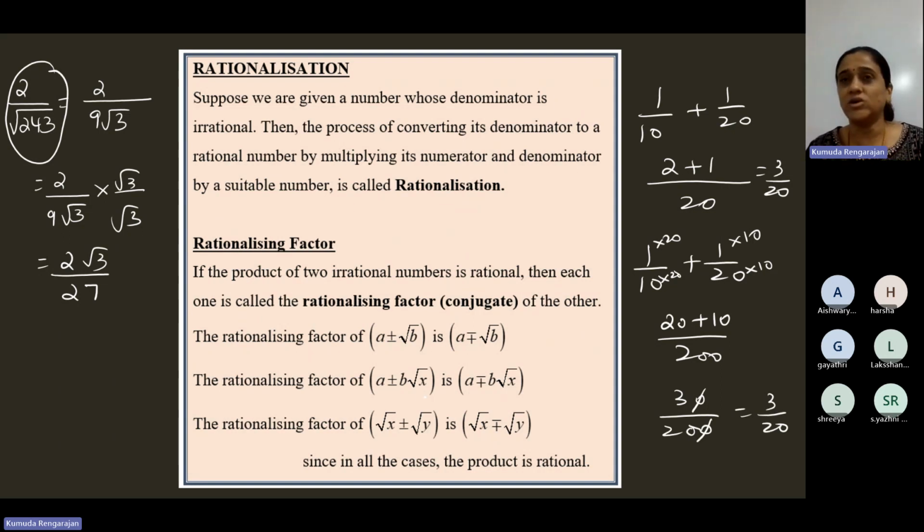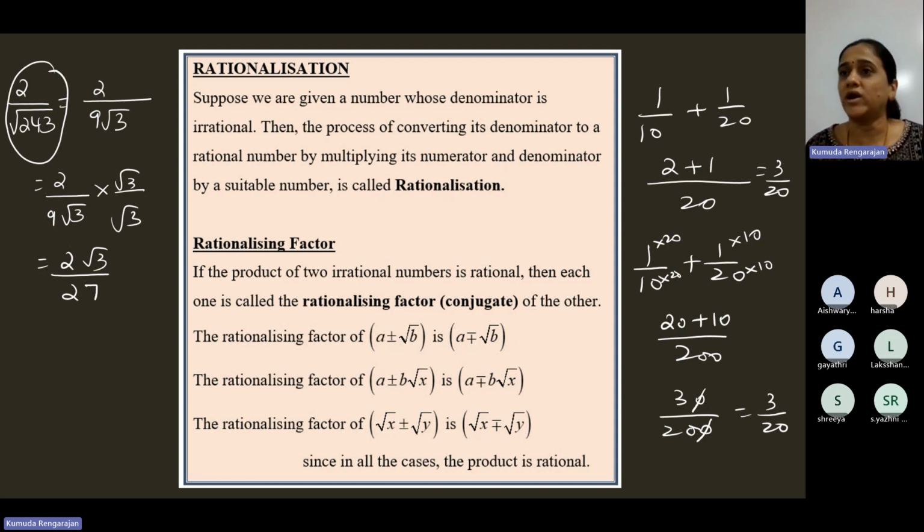Even if you take the common denominator as 1000 or some common multiple, you will get the answer. But you can't call it the LCM, because what is LCM? Least common multiple. The least common multiple is not 200. That is 20. In the same way, you can multiply and divide by square root of 243 and get the correct answer in a few more steps. But that square root of 243 is a rationalizing factor, but it is not the simplest rationalizing factor, like 200 is a common multiple, but it's not the least common multiple.